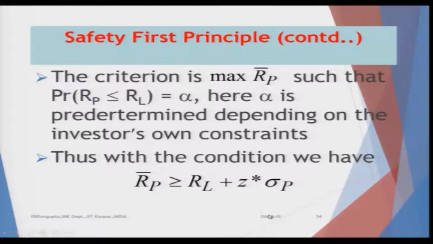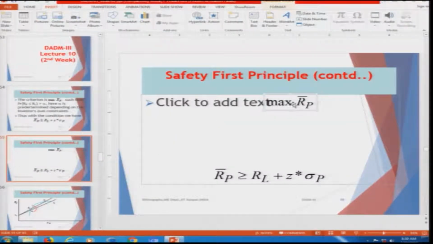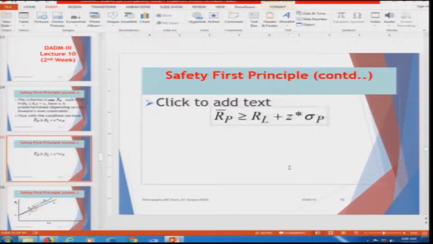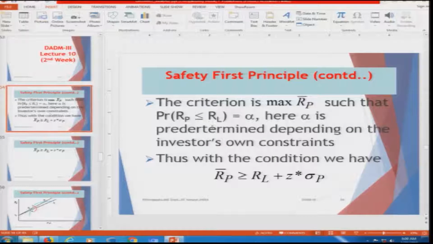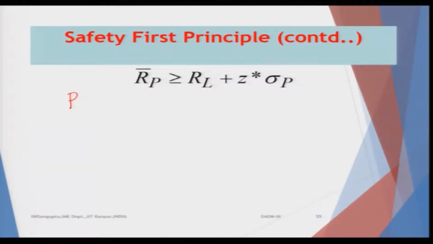Let me make one blank slide and explain it to you, so it will be easier for you to appreciate. I will keep this in order to explain how this was derived. If you are considering the probability, there can be 2 ways. This is the probability of RP being less than RL, with the alpha value. So, probability of RP less than or equal to RL is equal to alpha.